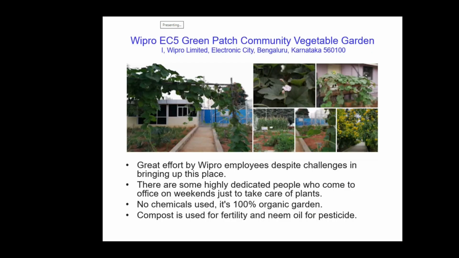Some examples are there across the country, but this is one of the best examples: the Green Patch community vegetable garden. It's on the Wipro campus in Electronic City, Bangalore. Actually, Wipro employees developed this Green Patch community vegetable garden. The employees themselves come and work in those gardens.